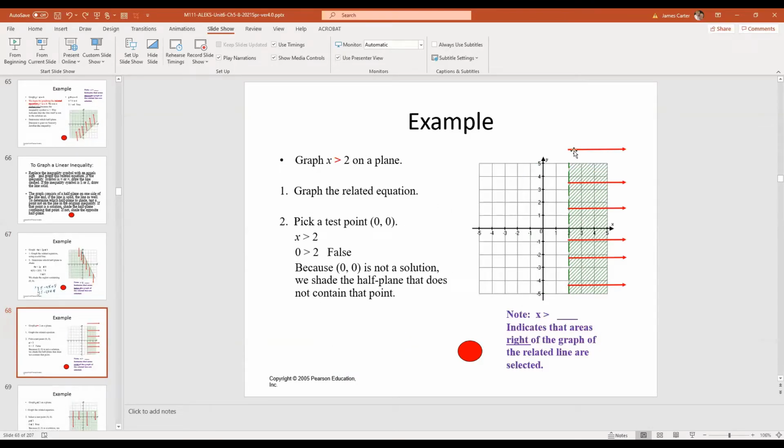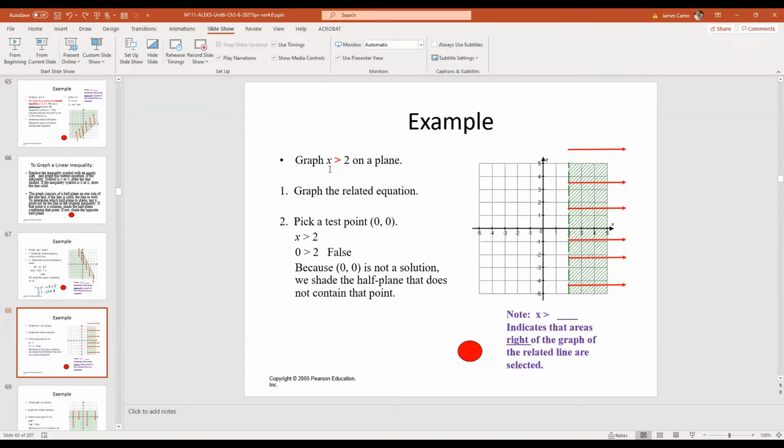What if you've got a vertical line? The slope is undefined, and the equations are all in the form of x equals something. Well, in this case, we've got a greater than. If this were x equals 2, we would have a solid line. But because it's x is greater than 2, we have a dashed line.